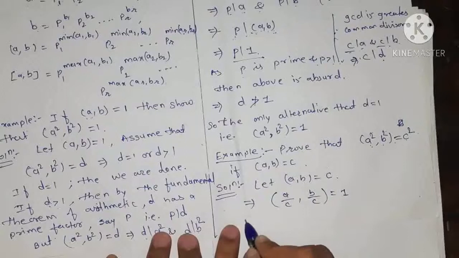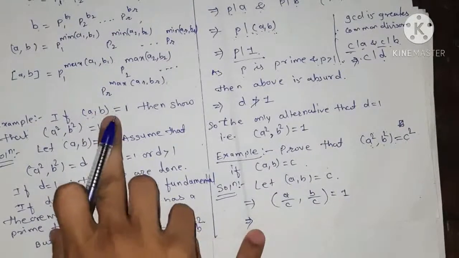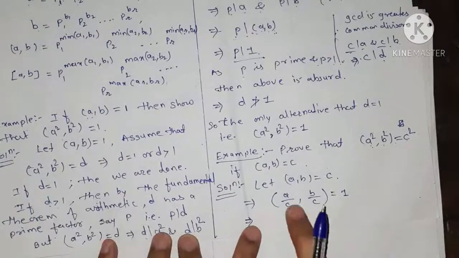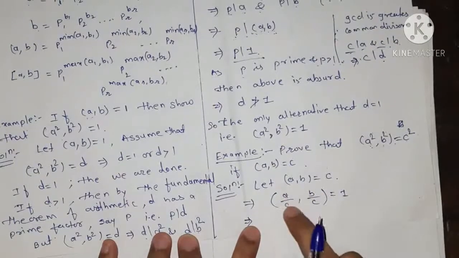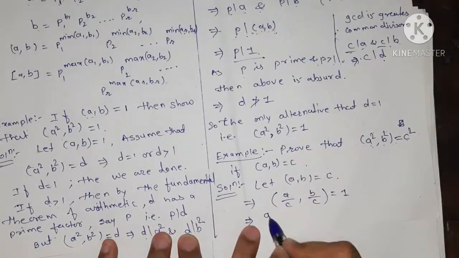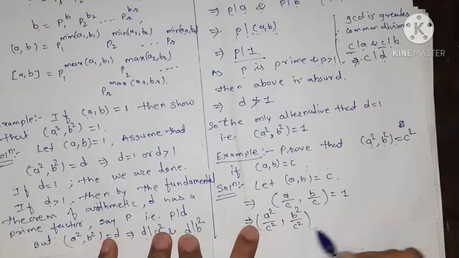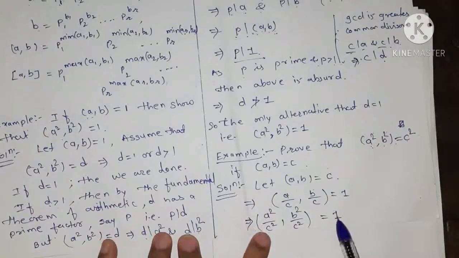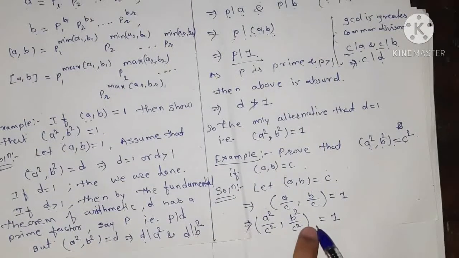So this implies that from this example, if the GCD of A comma B is equal to 1, then the GCD of the square numbers is also equal to 1. So here the GCD of this number equal to 1 implies the GCD of the square of this number, that is the square of A upon C. The square of A upon C is A square upon C square. So the GCD of A square upon C square comma B square upon C square is also equal to 1 by this example. Okay, now this is equal to 1, then we multiply this by C square.